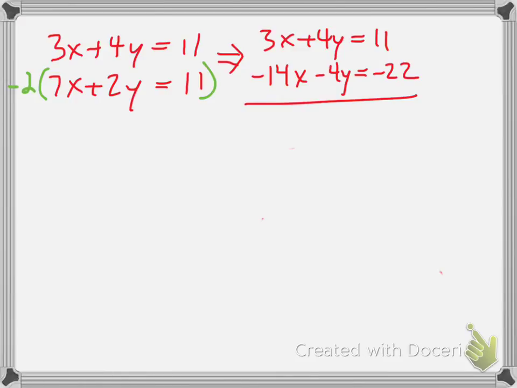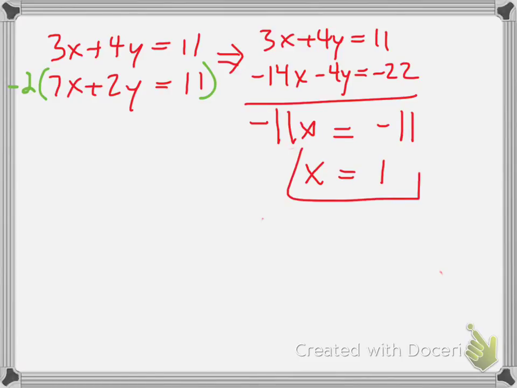You really need to have good workflow so you can see where everything's coming from, where it's going to, what you're doing. Show the steps so you can double check your work. One little careless mistake along the way and you miss the problem. So you've got to be really meticulous. 4y minus 4y is gone, and we have negative 11x equals negative 11, which means x equals 1. And we've finally gotten a numerical value that we can work with.